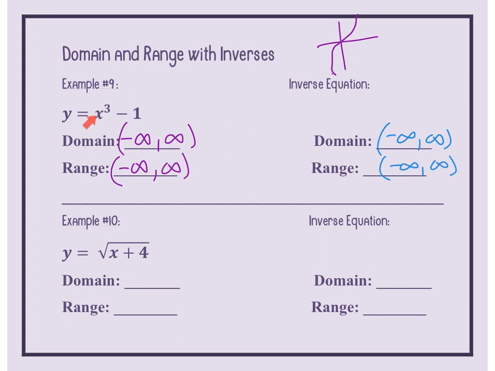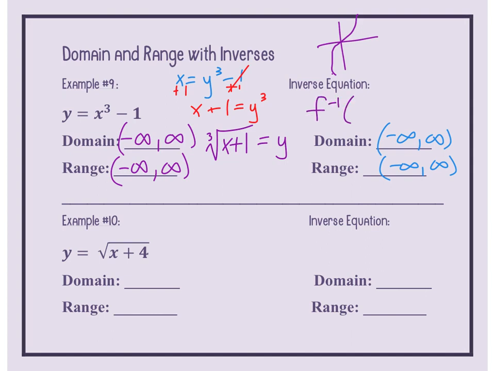So we're going to take this equation and just quickly find the inverse. So we're going to start with x equals y cubed minus 1. Well, what's the first step? We're going to add 1 to both sides. So add 1, add 1. We're left with x plus 1 equals y cubed. How do I get rid of that cube? How do I move it over? I take the cube root of both sides. And when I take the cube root of y cubed, I'm left with just y. So my inverse equation, the inverse of the original function, is equal to the cube root of x plus 1.